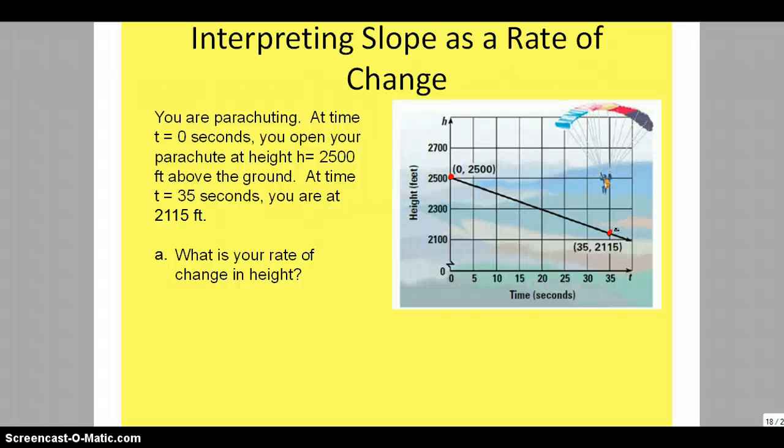And this time they gave us the points in a different way. So our points for this one are the points 0, 2,500. And then our second point is 35, 2,115. Notice that time is what's along the horizontal axis, so that's going in the x location. The height is on the vertical axis, so it's going where we normally put y. So I'm interested to see what you come out with.